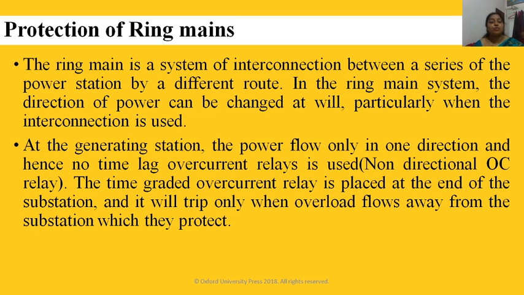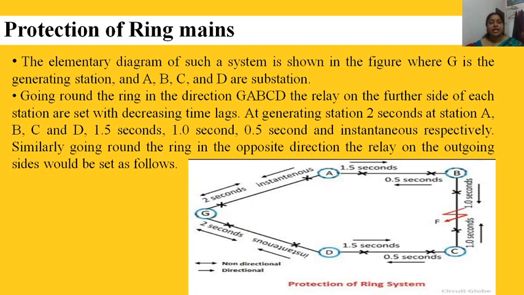The elementary diagram of such a system is shown in the figure, where G is the generating station and A, B, C, D are substations. Going round the ring in the direction G, A, B, C, D, the relays on the further side of each station are set with decreasing time lags. At the generating station 2 seconds, substation A 1.5 seconds, substation B 1 second, substation C time lag 0.5 second.